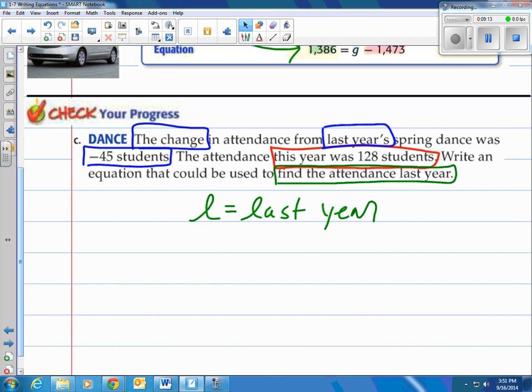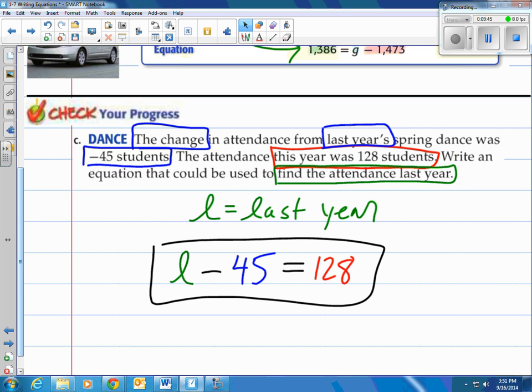If you pull this together, you can say the change from last year was negative 45 students. Now, we don't know what last year's attendance was, but we know that we have to subtract off the 45 because it went down 45 from the first statement. And we know what that equaled. It equaled our 128. There is the equation you should have come up with. Again, this is a skill that you need to practice to get really good at.